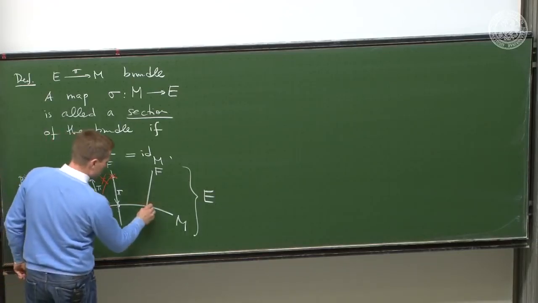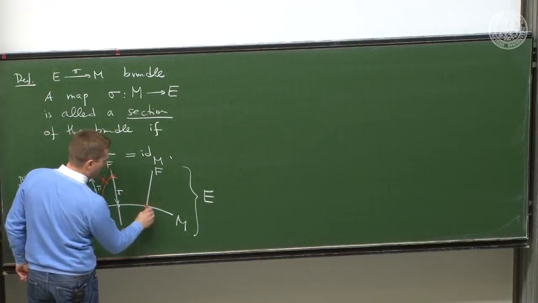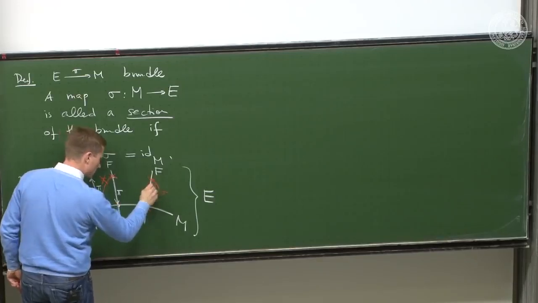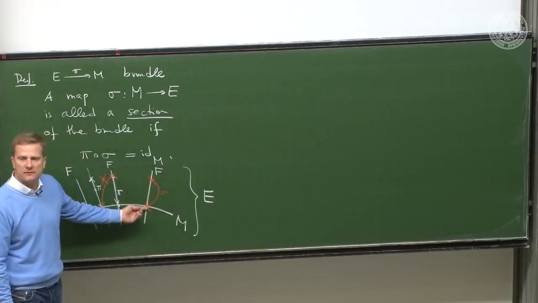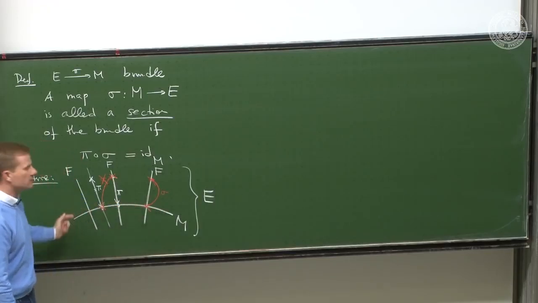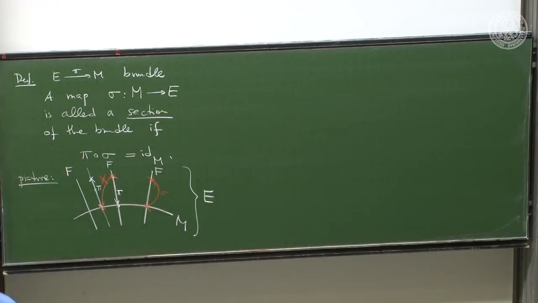It's only a section, intuitively speaking, if you always map by σ into the fiber over that point, because then π takes you back to the base point. And the map σ does this for every point in the manifold. Okay.